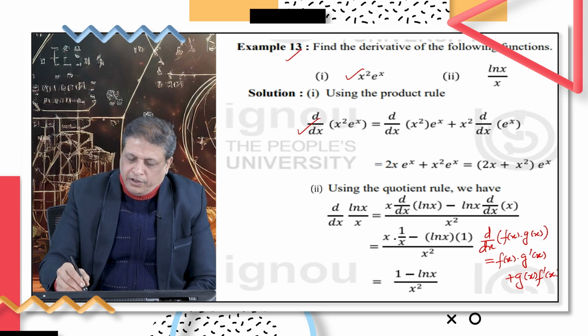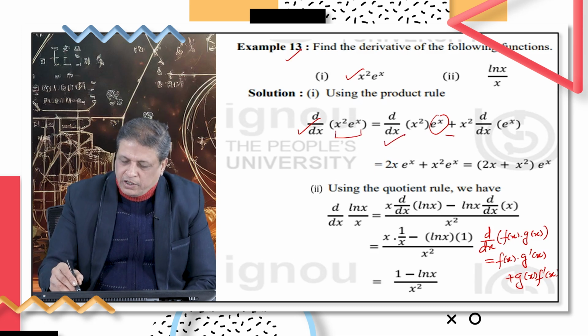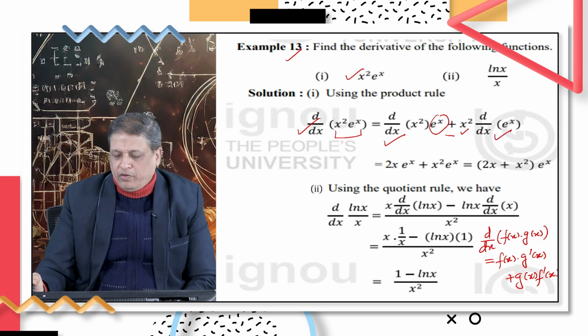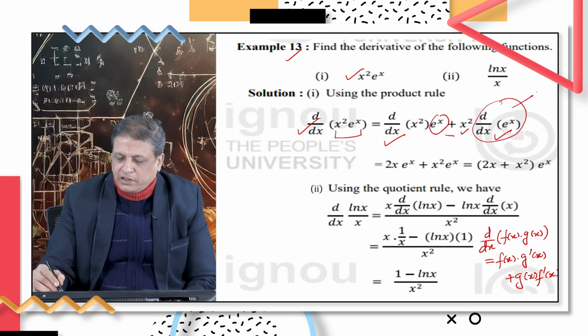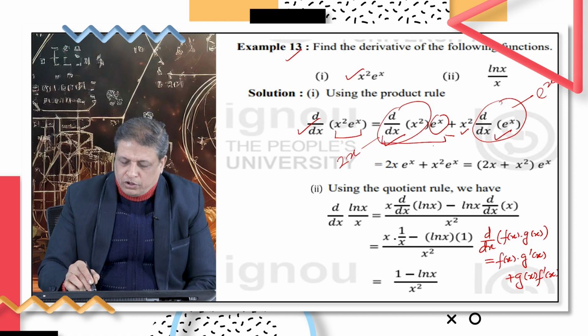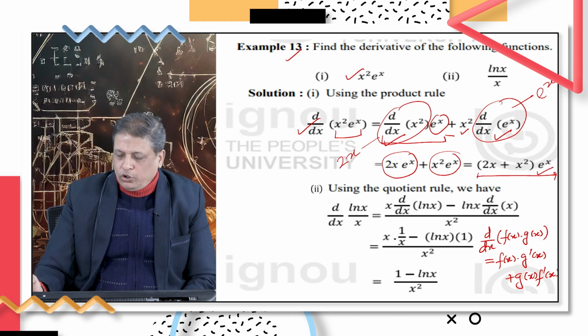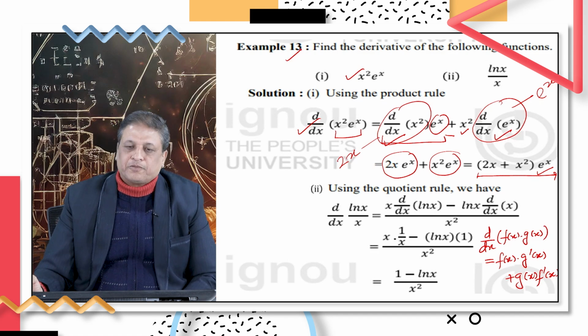So e to the power x into derivative of x square, plus x square into derivative of e to the power x. What is the derivative of e to the power x? It is nothing but e to the power x. And what is the derivative of x square? By applying the power rule, it is 2 into x. So the overall solution turns out to be 2x into e to the power x plus x square into e to the power x. Taking e to the power x as common, the overall solution turns out to be 2x plus x square into e to the power x.